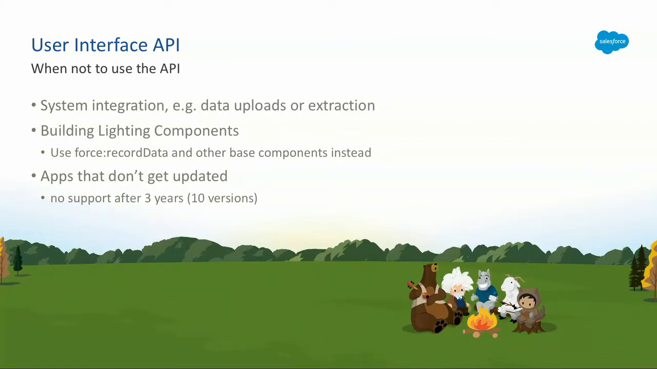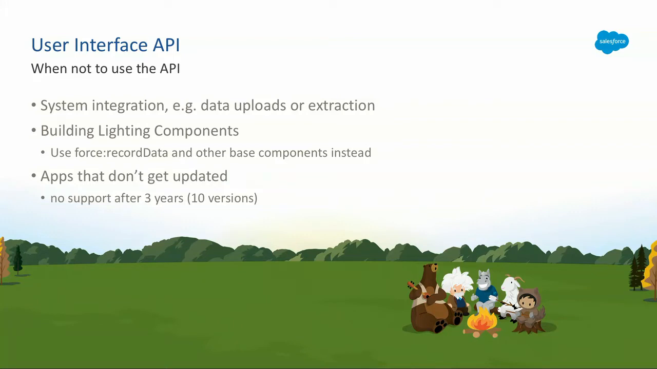So there's a few different reasons why you might not want to use the user interface API. The biggest thing is the name of the API is called the user interface API, so I would probably suggest keeping it to user interfaces. That's not to say you could potentially use it for system integrations, but it's not a good idea. It's going to be more overhead, and you should really leave that to APIs like the bulk API that are actually meant to do things like that.